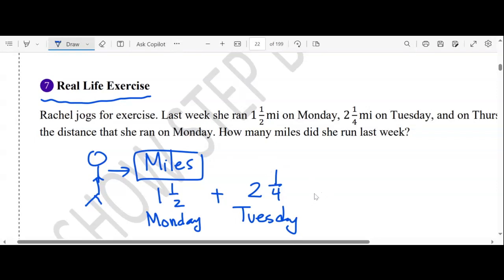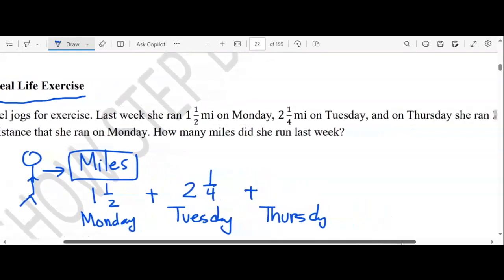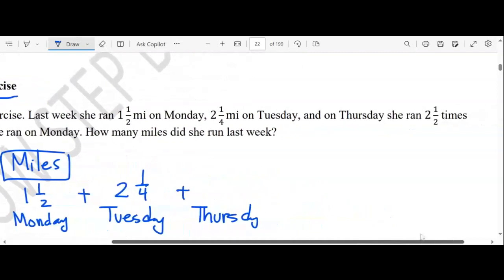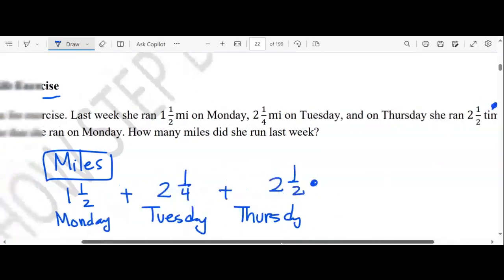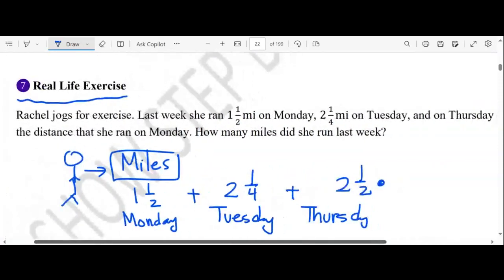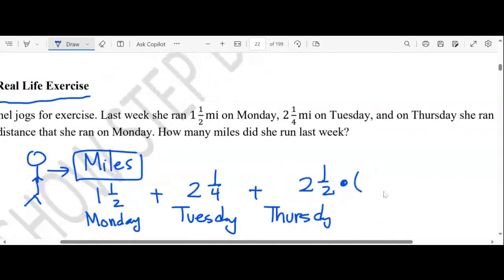And on Thursday, how much she ran? She ran 2.5 times. Times means what? Multiplication, correct? Times the distance she ran on Monday. How much she ran on Monday? 1.5.